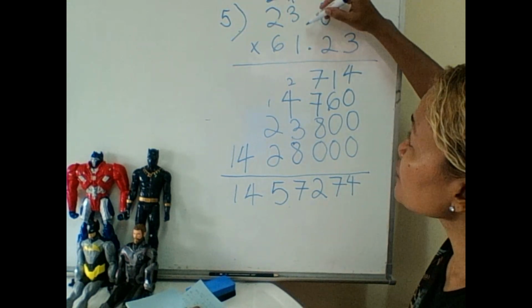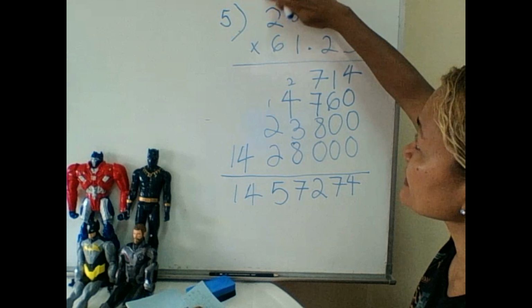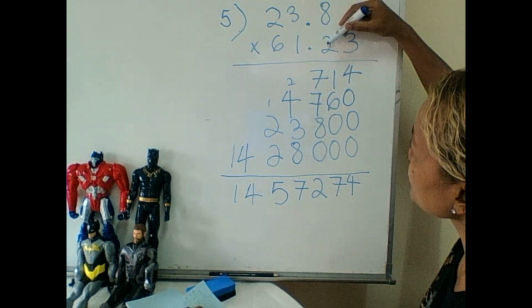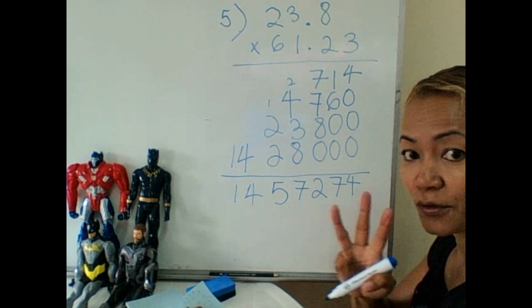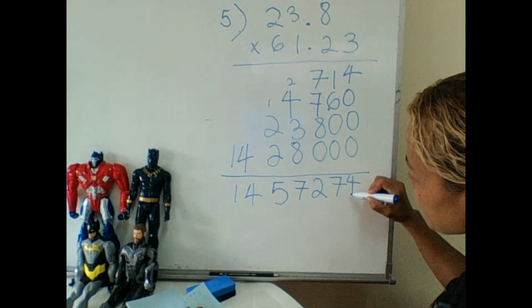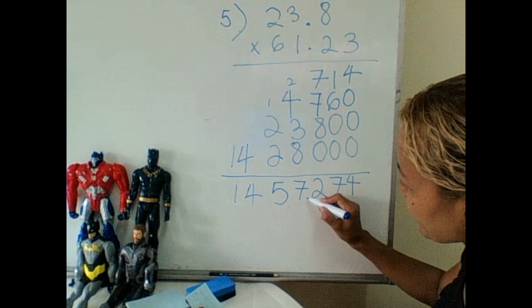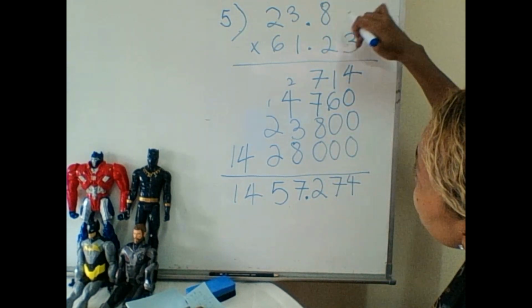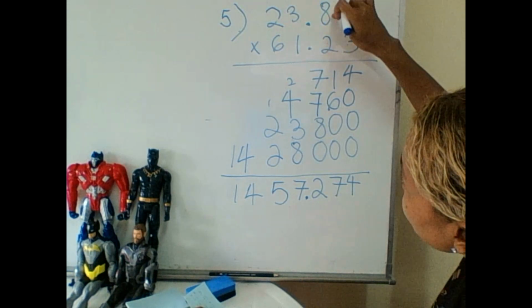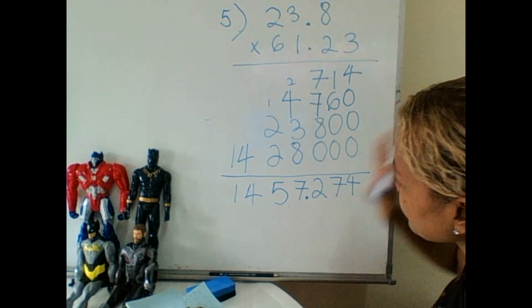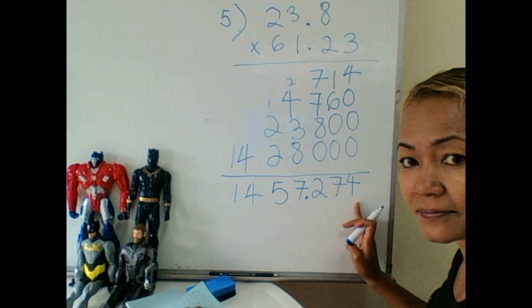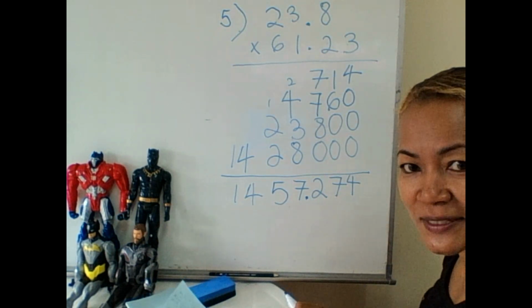How many numbers did you have after the decimal place here when you were multiplying? 1, 2, 3. You count the numbers here. 1, 2, 3. Then you put the decimal point. So total numbers when you were multiplying, there were 3 digits after the decimal point. In the answer, there will be 3 digits after the decimal point. All right, that was a quick trick.